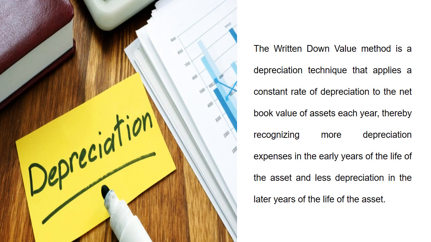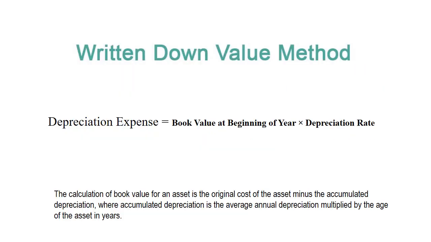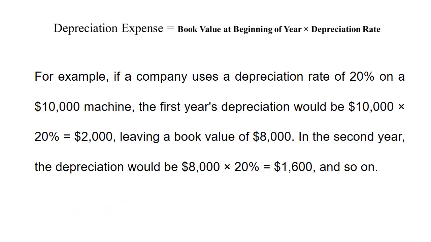This approach depreciates an asset by a fixed percentage of its book value each year. The formula for depreciation using the written down value method is: depreciation expense is equal to book value at beginning of year multiplied by depreciation rate. Here, the depreciation expense decreases over time as the book value decreases.